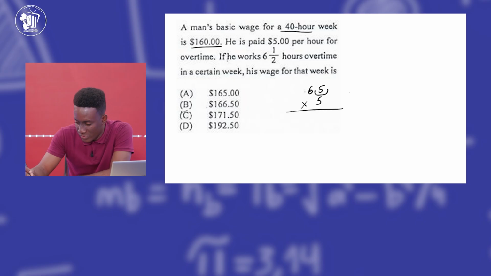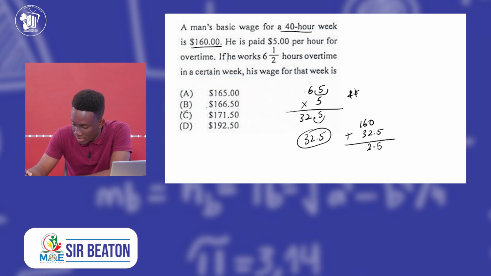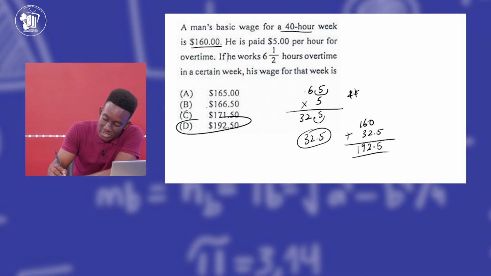So 5 times 5 is 25. So we put that 5 in there. 6 times 5 is 30. 30 plus 2 would be 32. So 32, so we move the point back in. So this would be 32.5. This is the amount of money he will make for overtime. So we know it's 160 plus 32.5. So we can add the 5 in here, bring down the point. 2 and 0 is 2, 3 and 6 would be 9, and we bring down the 1. 192.5. So that would be his wage for the week, which is simply D.